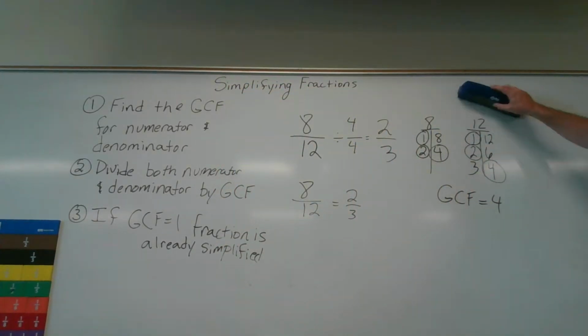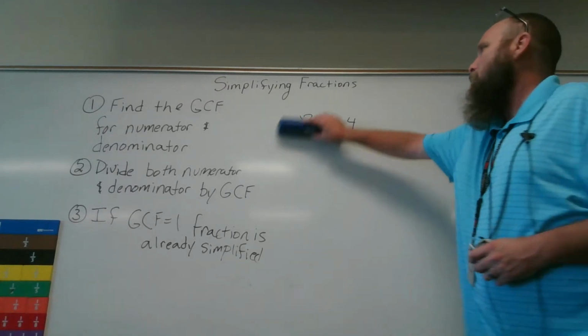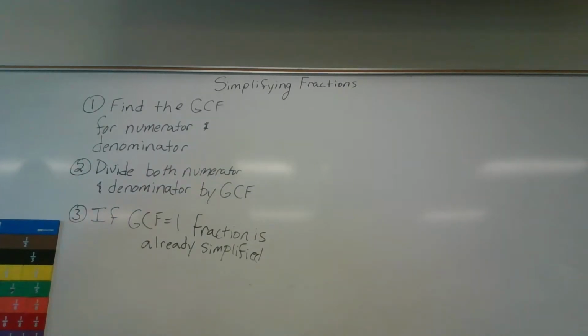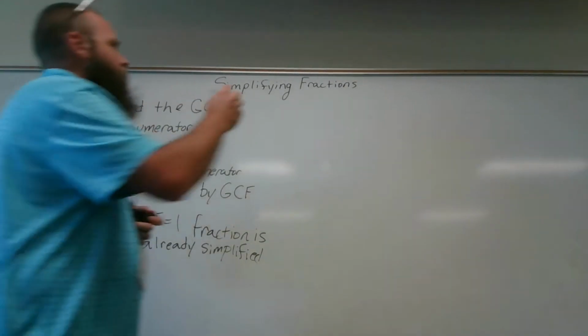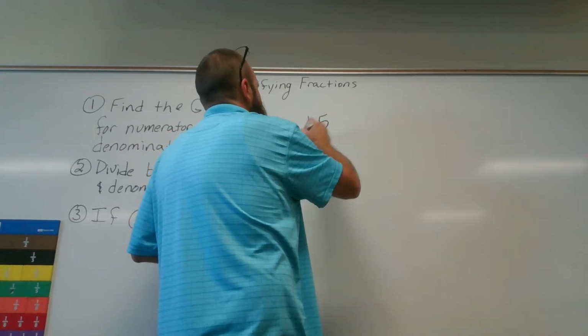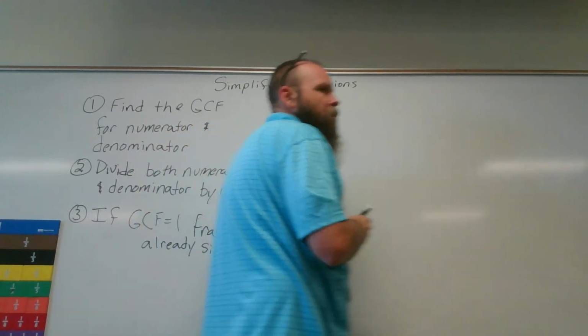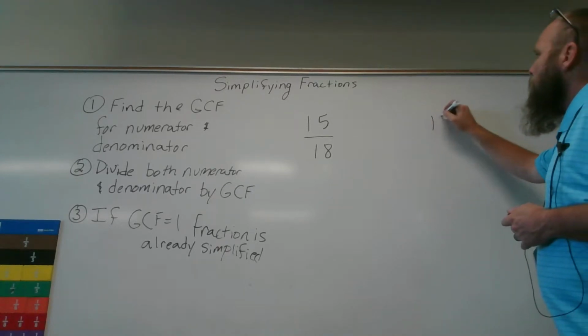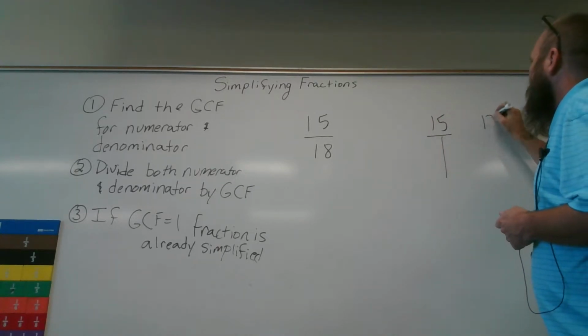All right, so let's do one more example. And then I'm going to allow you to do some in your journal. And then we'll get a move on. Let's take the fraction 15/18. Step 1 tells us to find the greatest common factor for 15 and 18.